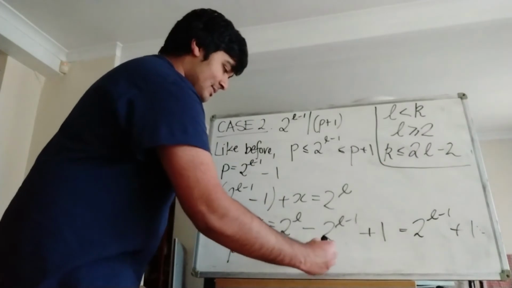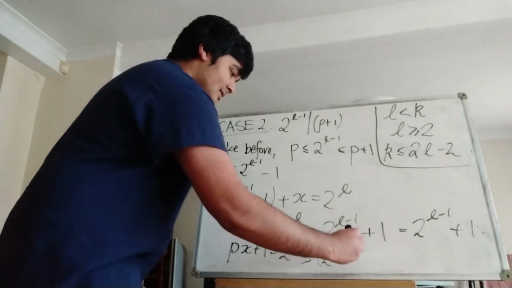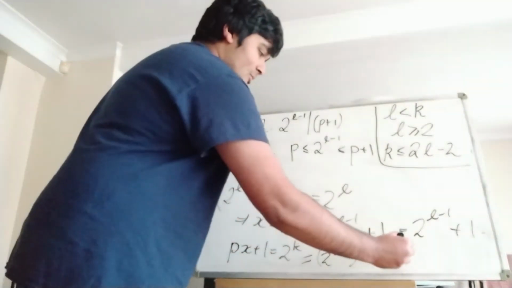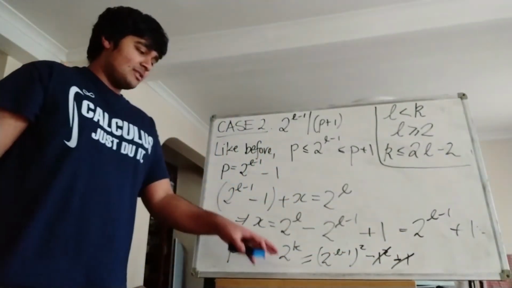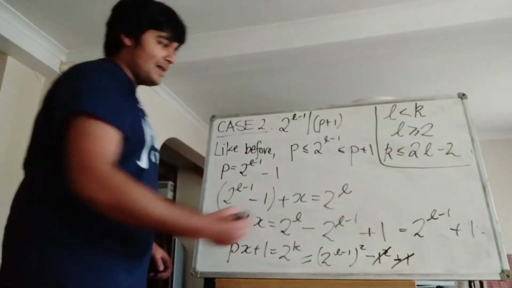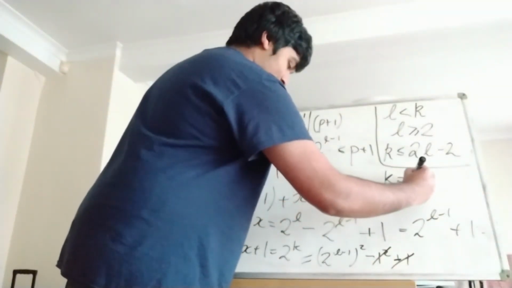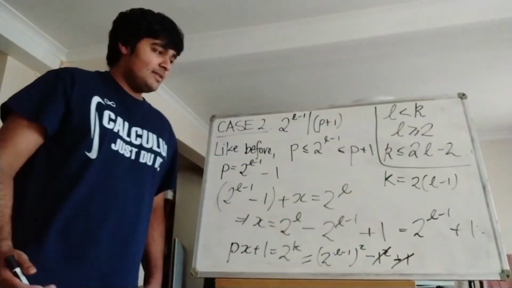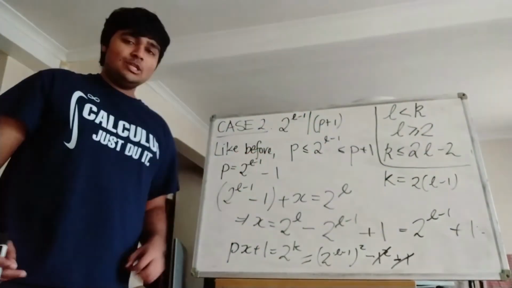So this thing here is equal to (2^L − 1)² − 1², but then of course this plus 1 here cancels nicely with that. So we get that 2^k is equal to (2^(L−1))² all squared, so from that we can deduce that k is equal to 2L − 2. Okay, let me clean up the whiteboard and we'll continue.